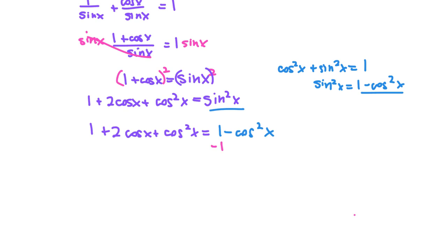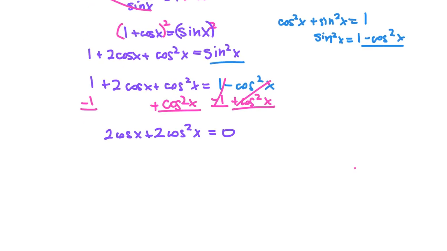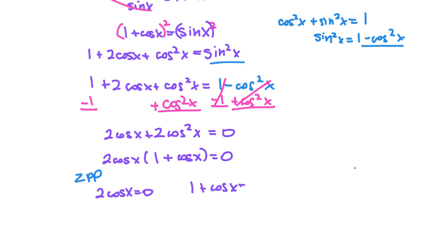Then I'm going to set it equal to 0. Since it's a quadratic, set the equation equal to 0, so minus 1. Add cosine squared of x to both sides. So now I have 2 cosine x plus 2 cosine squared of x equals 0. I can factor out a 2 cosine x from both terms, so 1 plus cosine x equals 0. And now we're going to use the zero product property. So we have 2 cosine x equals 0, 1 plus cosine x equals 0.